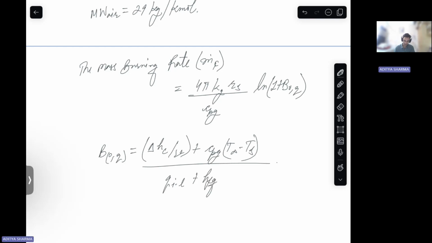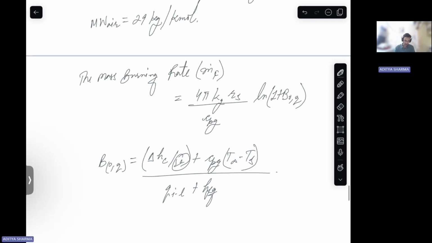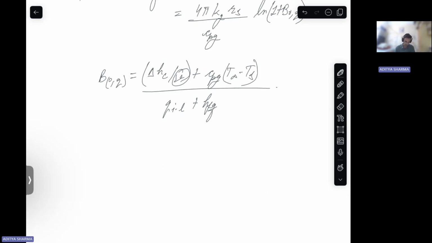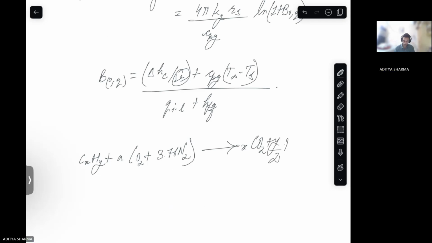Now here if you see we don't know this thing, which is the air to fuel ratio, stoichiometric. Okay, if we know this we can know the transfer number. Now to know this we need to balance the equation: CxHy plus A O2 plus 3.76 N2 gives rise to x CO2 plus y by 2 H2O plus 3.76 A N2.